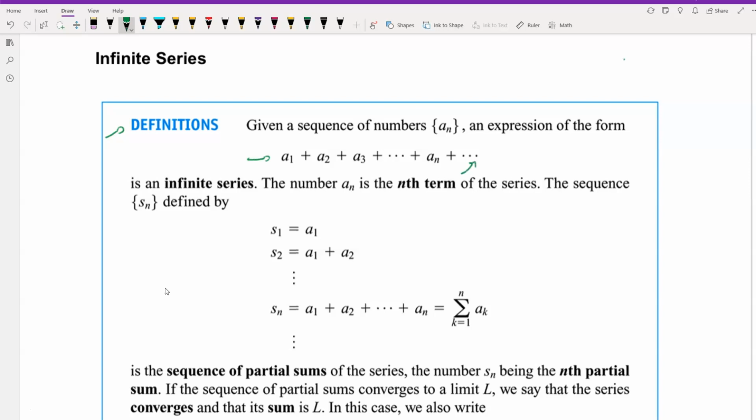So here we have dots. That means that here on this part we have an infinite series. The number a sub n is the nth term of the series.